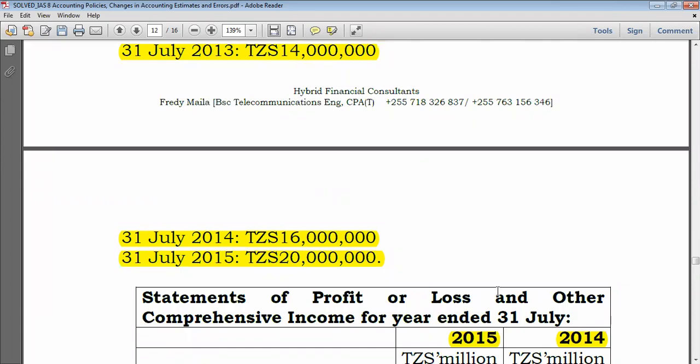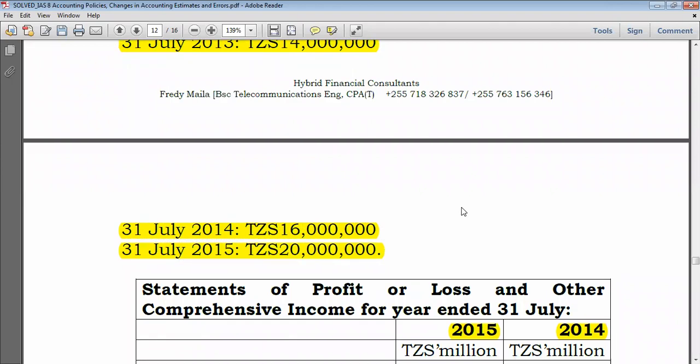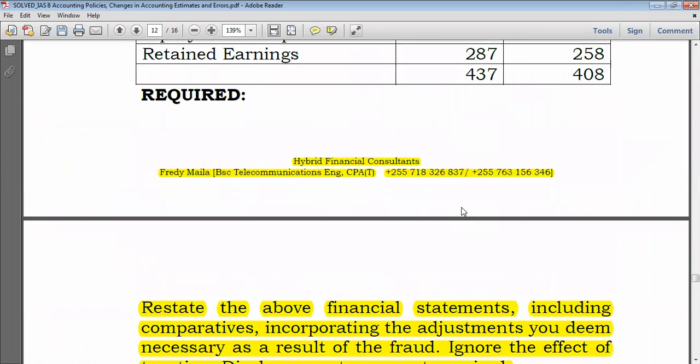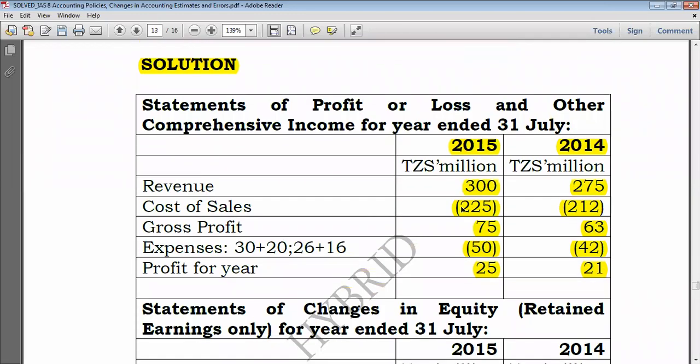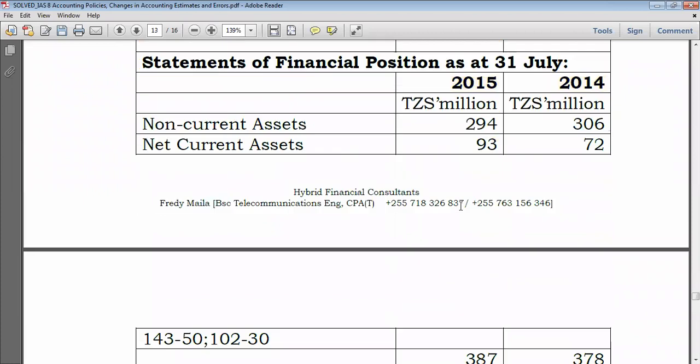But what about 31st July 2014? For 31st July 2014, I would use this one as well as this one, because this is the end of 31st July 2014. So this one wouldn't be used. So we take 14 million plus 16 million, giving you 30 million. So let's finalize here. You come here, these are net current assets. How did we arrive at this 93? We took the 143 figure minus 50. And for 72, we took 102 minus 30 and arrived at the result. So this is what we did.